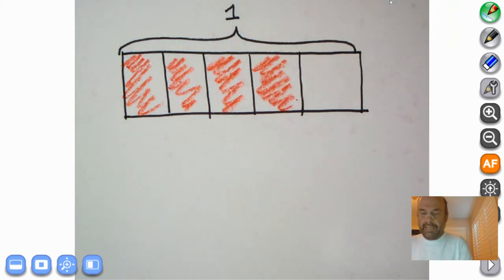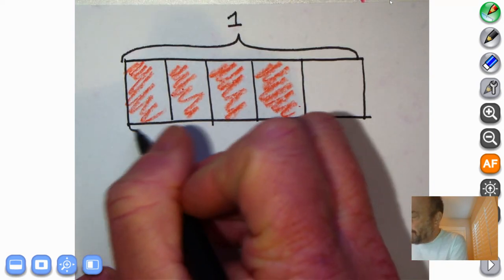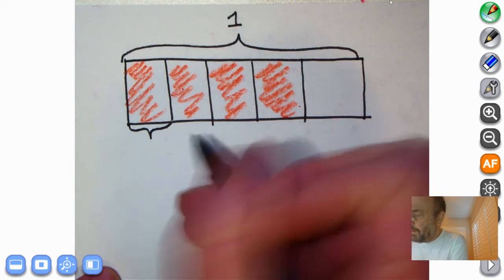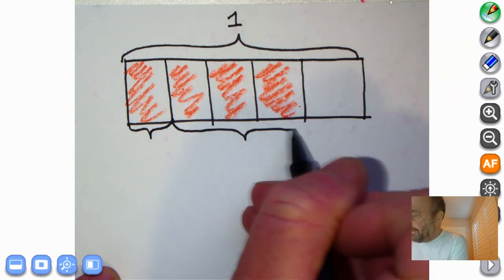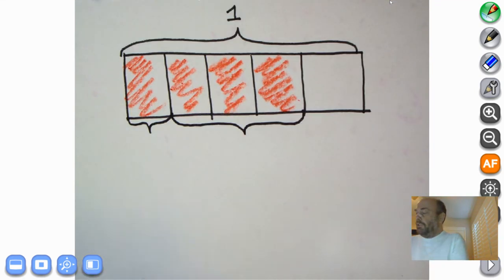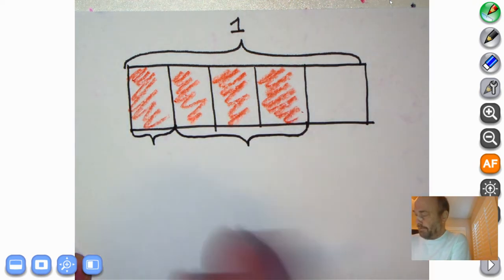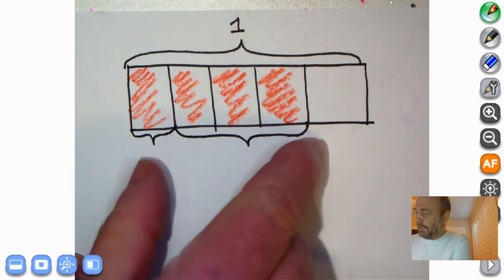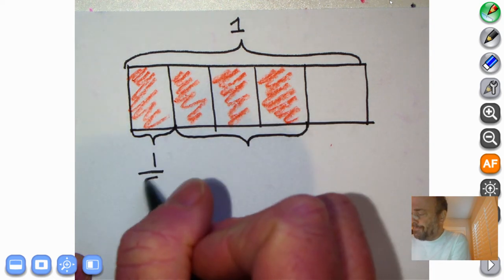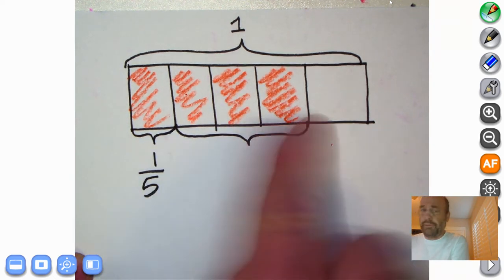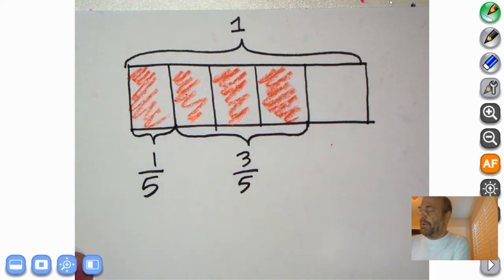We're going to bracketize them. I don't think that's really a word, but we're going to put brackets on some of these parts of the whole. So one bracket there, and another big bracket right here. So this represents 1, right? But it's been broken up into 5 parts. We're concerned with these 4 parts here. So this is 1 out of 5, so we would say 1/5. This is 3 out of 5, so we'd say 3/5. Now we add them together.